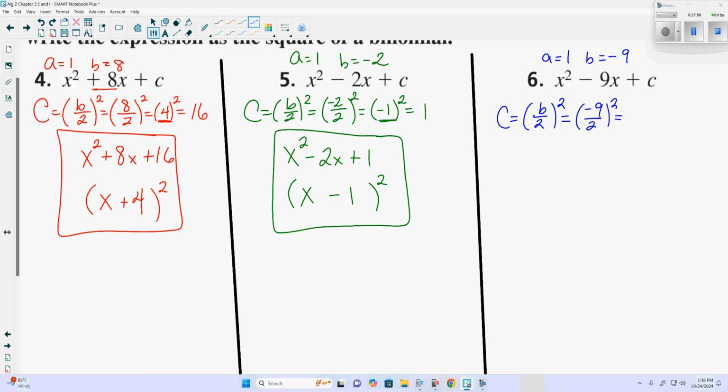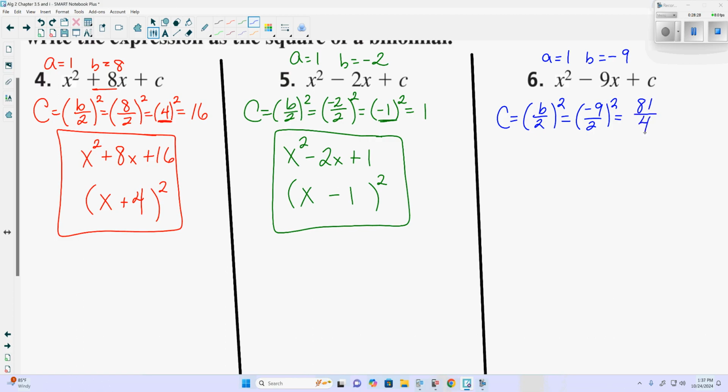We can divide and get a decimal, but especially when we start solving these by completing the square, it's going to be better to leave it as a fraction than to write it as a decimal. Because with completing the square, we're going to have to take the square root at some point. It's easier to take the square root of a fraction than of a decimal. So we're going to leave it, and we can square it at this point.